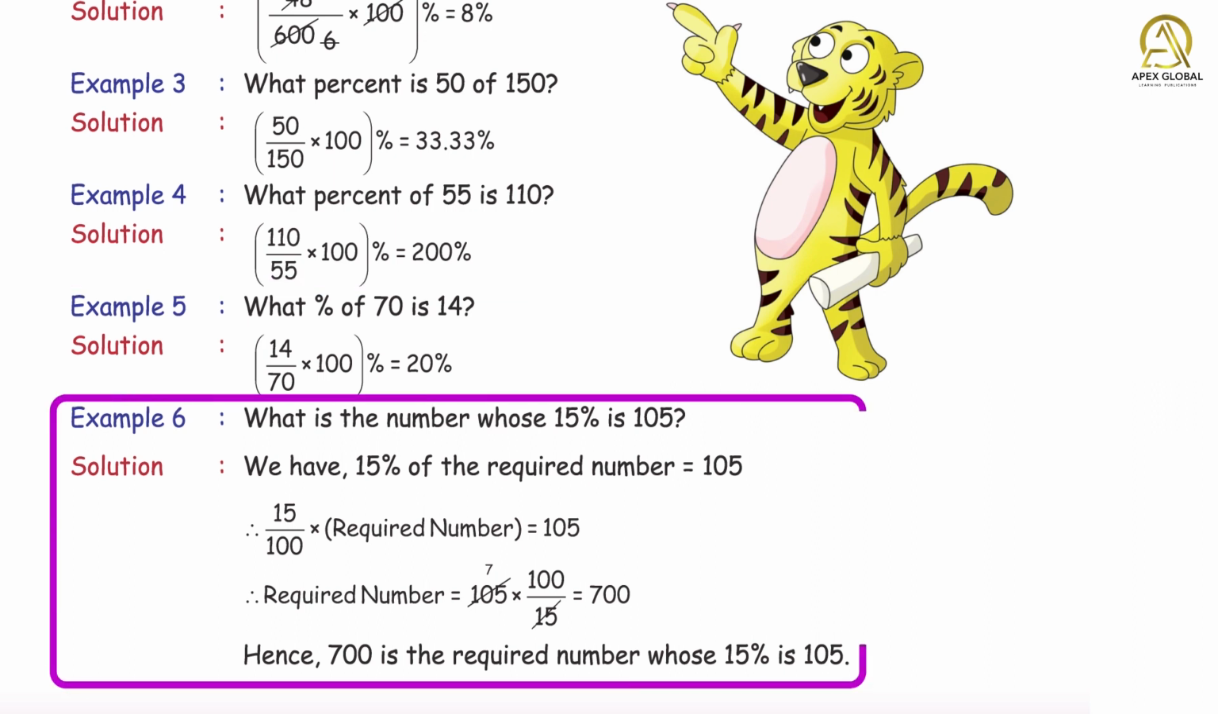Example 6. What is the number whose 15% is 105? Solution. We have 15% of the required number is 105. 15 upon 100 into required number is 105. Required number is 105 into 100 upon 15, which is equal to 700. Hence 700 is the required number whose 15% is 105.